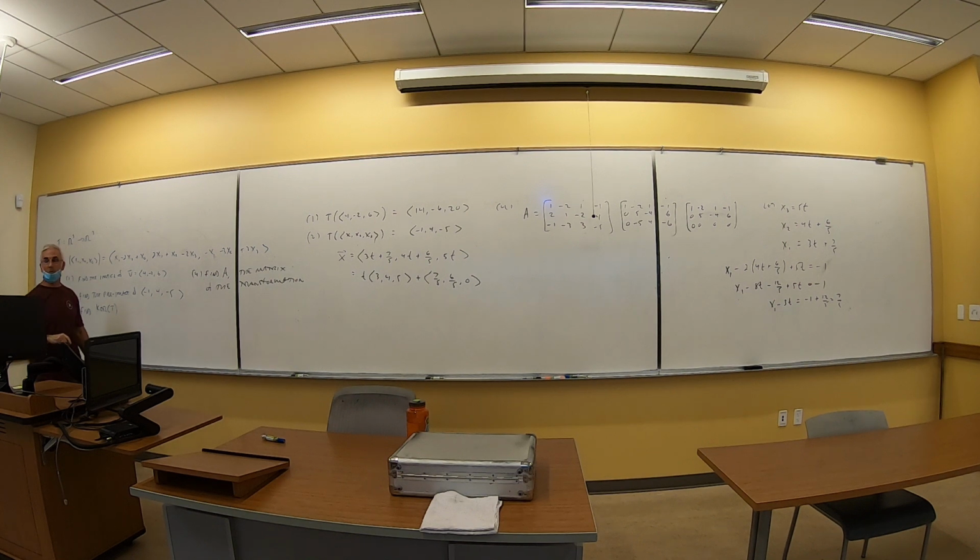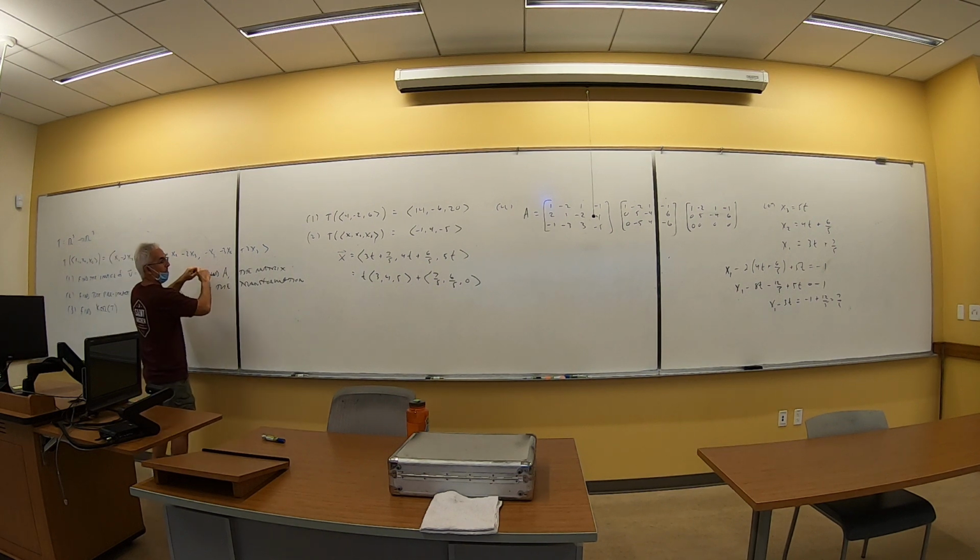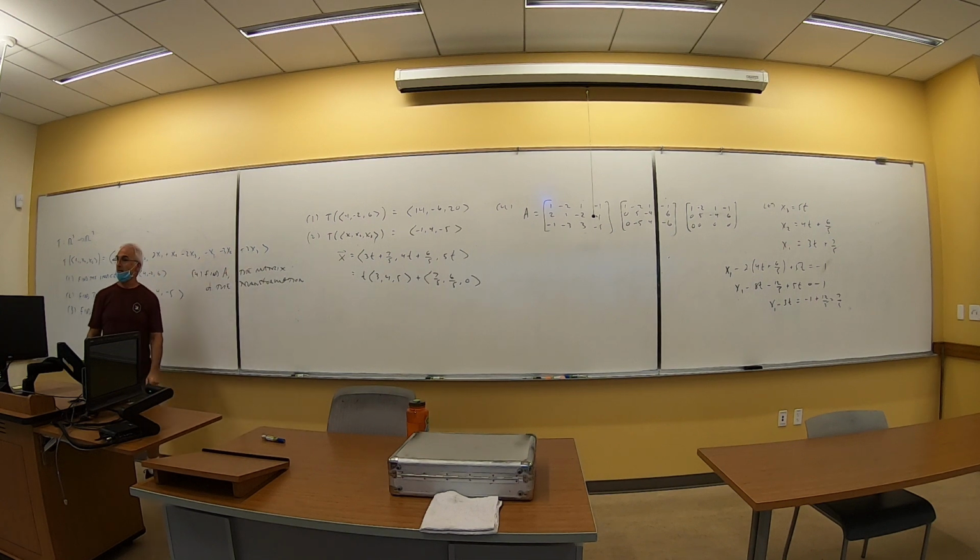What about the other part? What about 3, 4, 5? So 3 minus 8 plus 5, that's 0. 6 plus 4 minus 10, that's 0. Negative 3, negative 12 plus 15, that's 0. That's a good thing, okay? So everything we have is true, everything we have is correct.